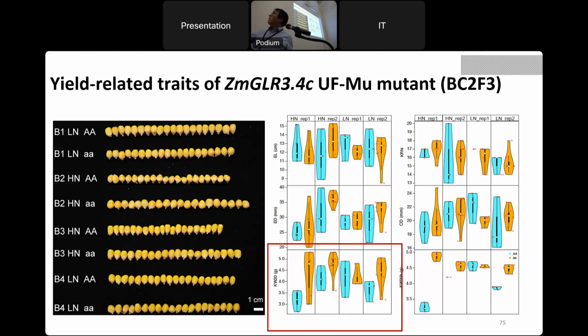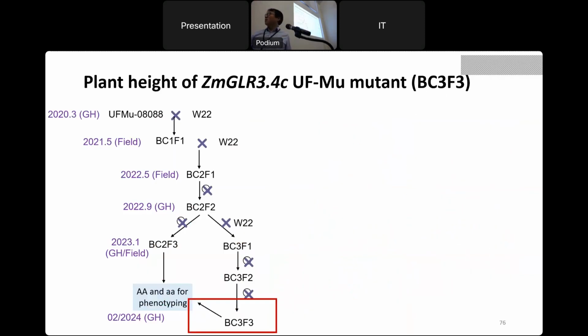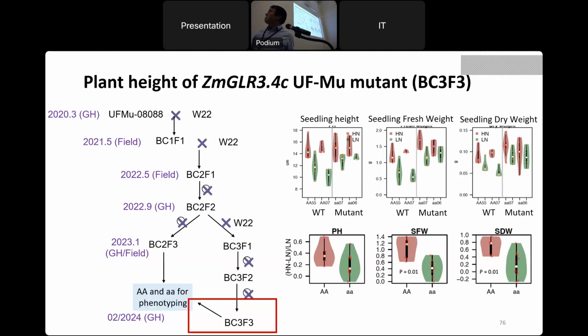Note that this is the third gene, so this is not the strong candidate. This is 3.4C. The gene is highly expressed in response to nitrogen, but there are no new allele and old allele differences. That's not the gene 3.4B that we are really interested in. And conventional genetics is too challenging. But nevertheless, we backcrossed it again to further purify the background, and just got the BC3F3 this year, 2 months ago.